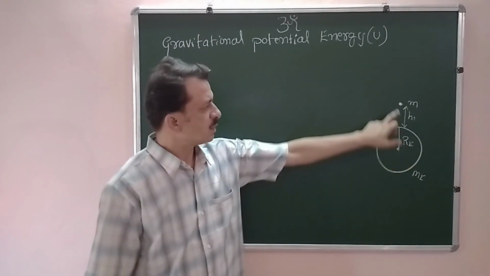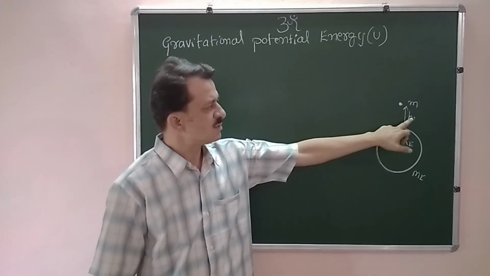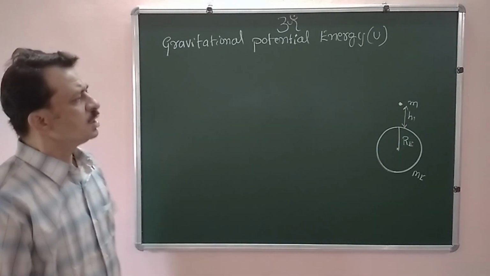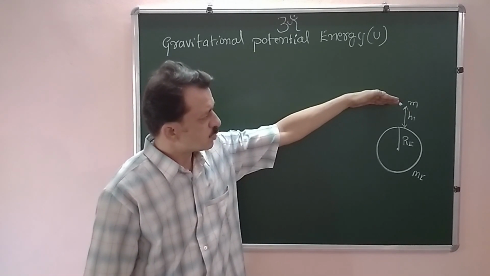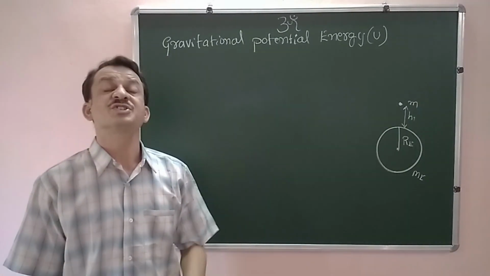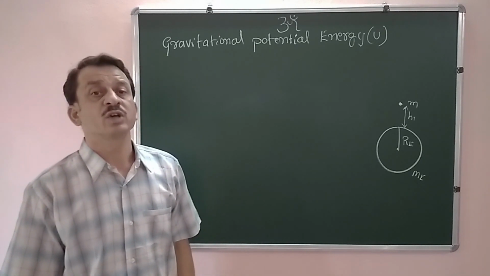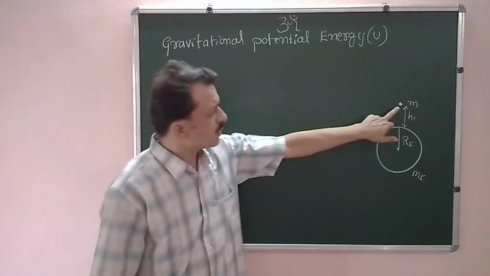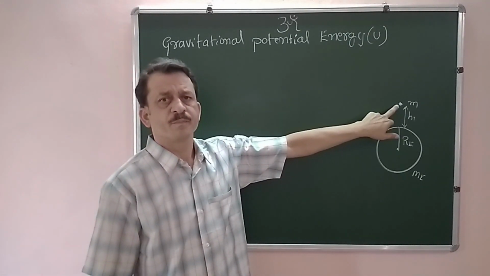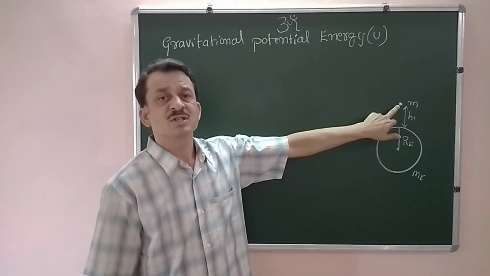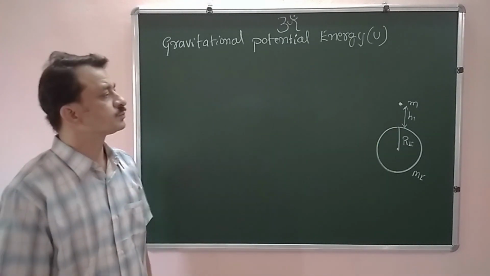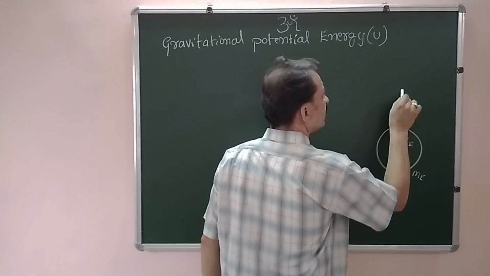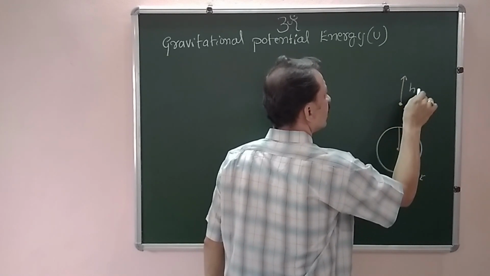Consider the earth. Above the surface of the earth we have a point mass which is at a height h1. Now we are considering the point mass very near to the surface of the earth such that acceleration due to gravity is constant. Because of this position, this point mass has a potential energy. Now I am going to move this one to a new height h2.